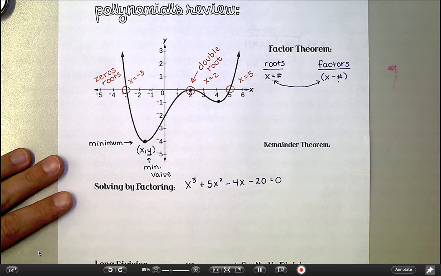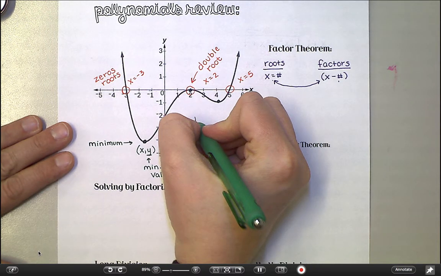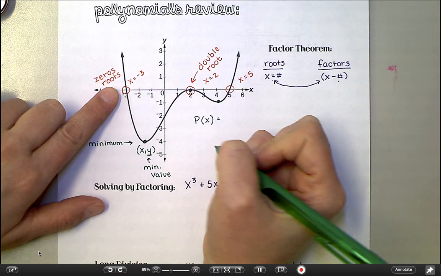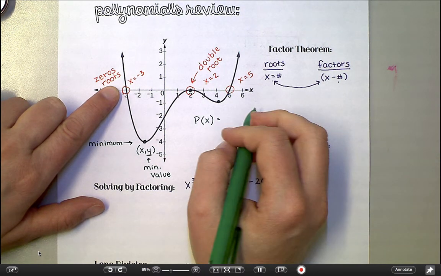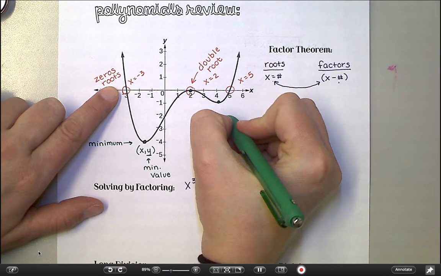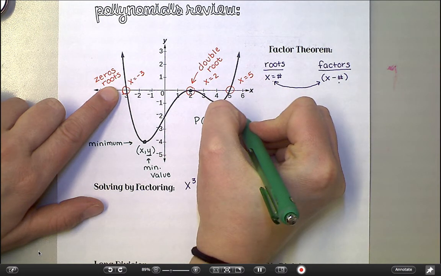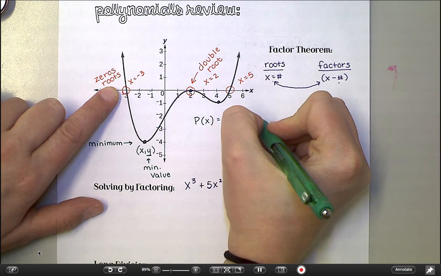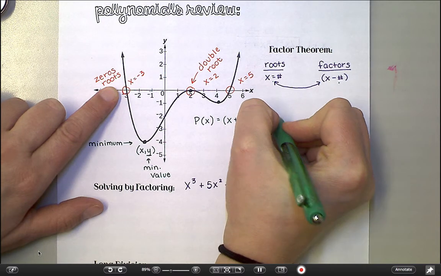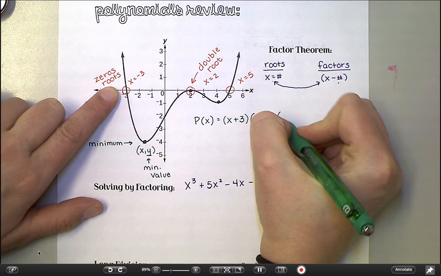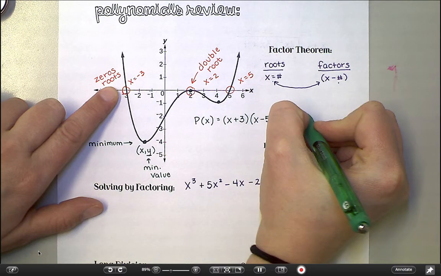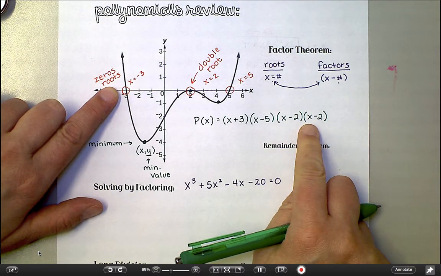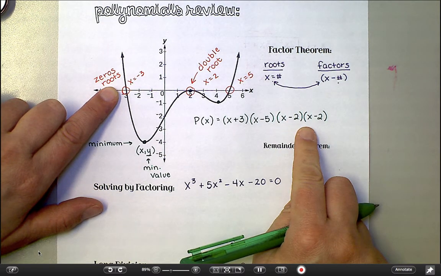So if I wanted to write an equation for this polynomial, and we'll just call it p of x, my factors would be x minus negative 3, which really turns into x plus 3, x minus 5, and then that double root, what this really means is that I have two copies of that. I have x minus 2 and then another copy of x minus 2. That's why it's important to recognize your double roots, because it means you have two copies of that factor.